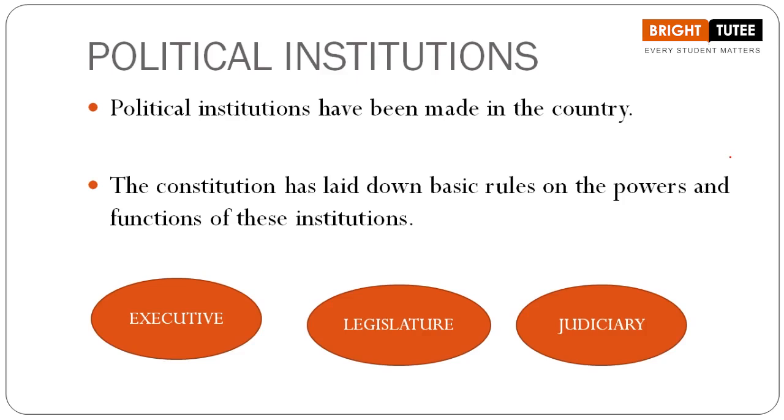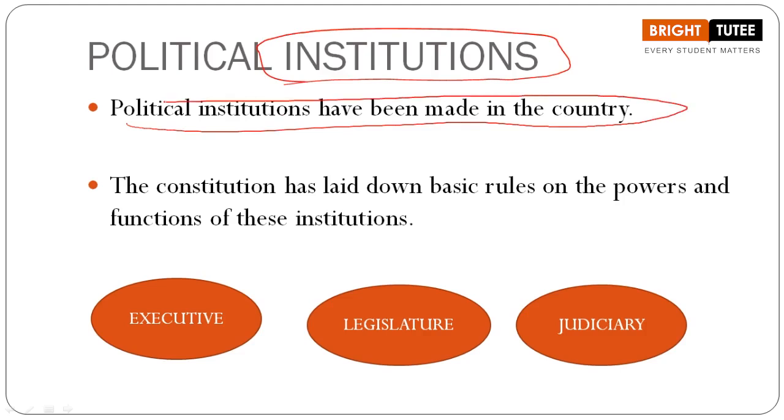So therefore, to attend to all these tasks, several arrangements have been made in modern democracies, and such arrangements are known as institutions. So this is an important point that we need to understand here. The term institutions itself. So political institutions have been made in the country. The constitution has laid down basic rules on the powers and functions of these institutions.